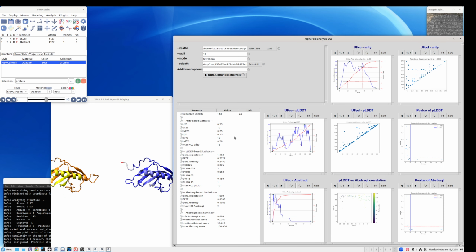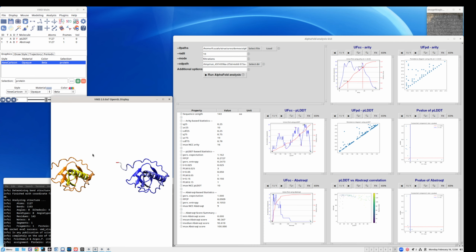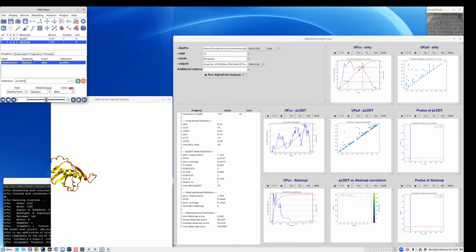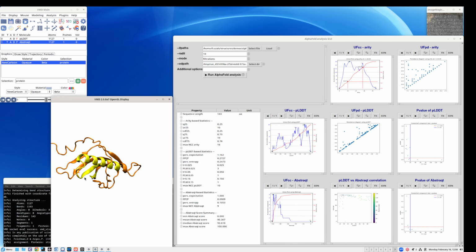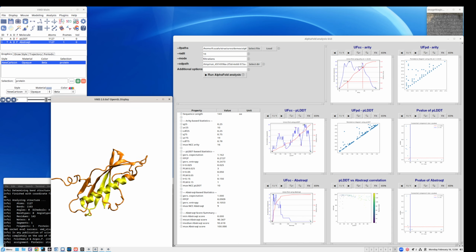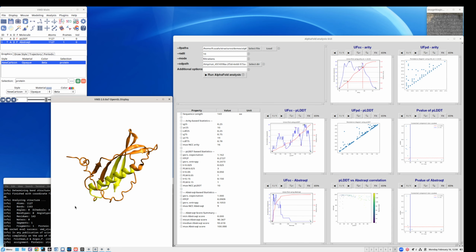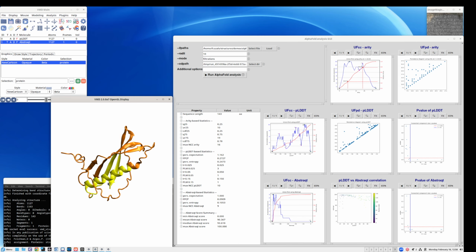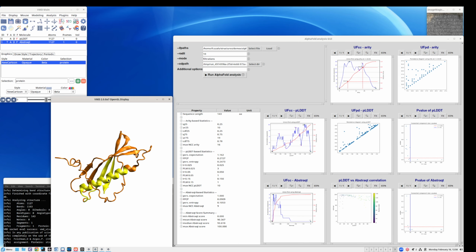But before inspecting them in detail, let's take a look at the structures themselves. And so here is the AlphaFold prediction, which I'm going to center. There it goes. And as you can see, we have two colors. So the orange stands for amino acids with a confidence score less than 0.5, which is very low. And in yellow, amino acids with a confidence score between 0.5 and 0.7, which is low.